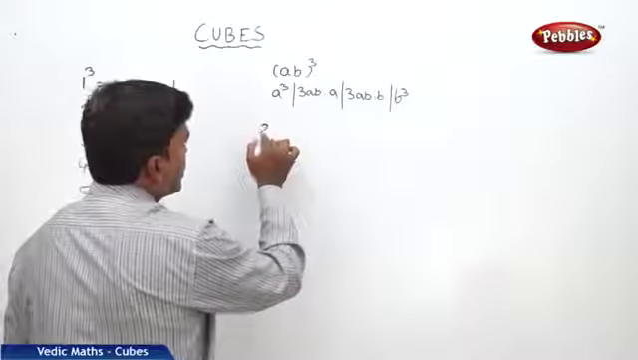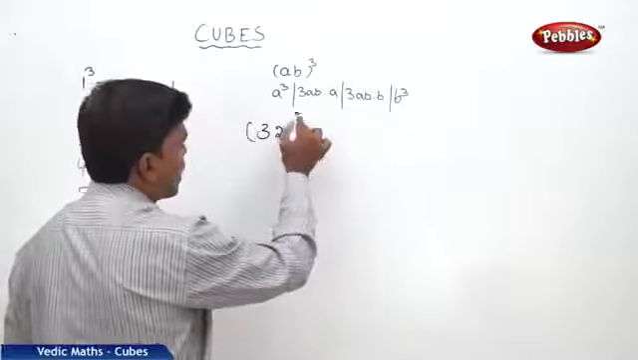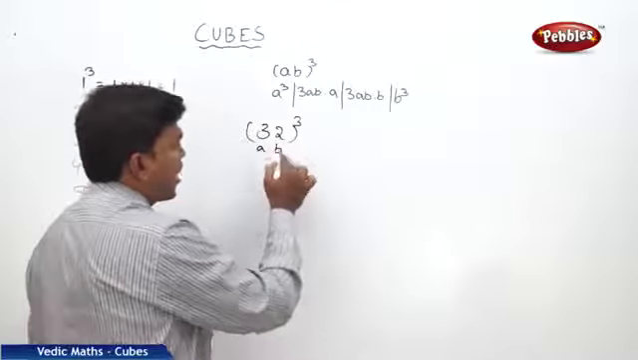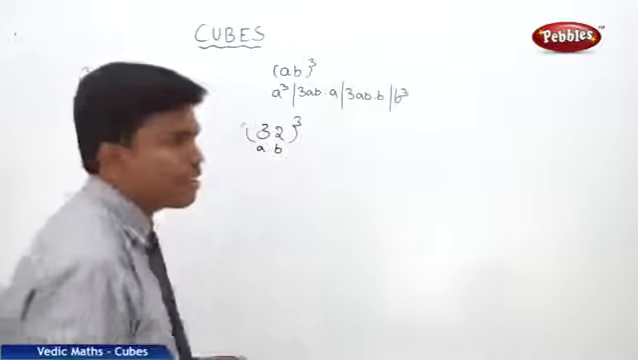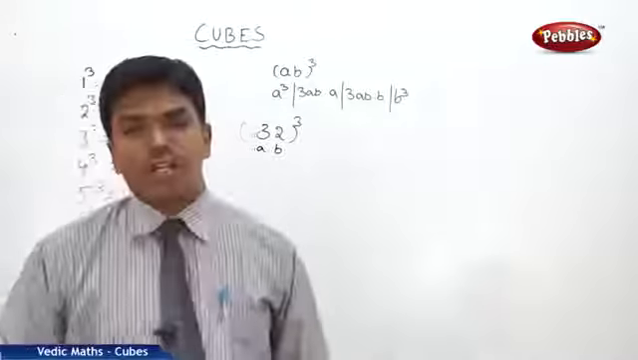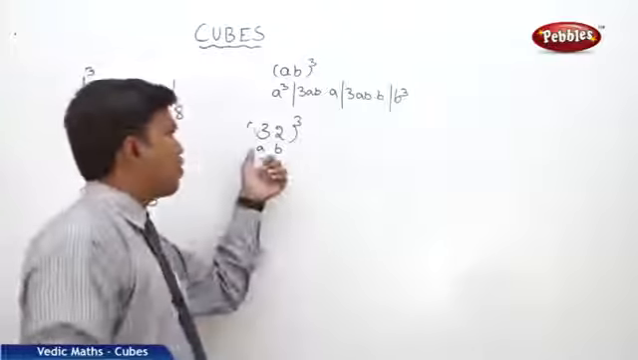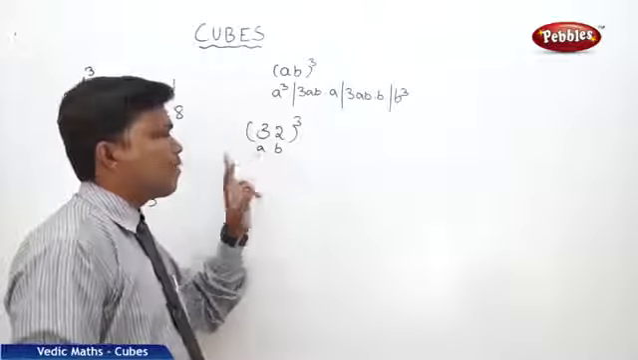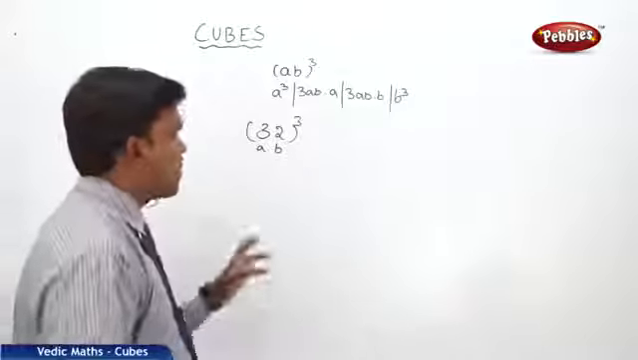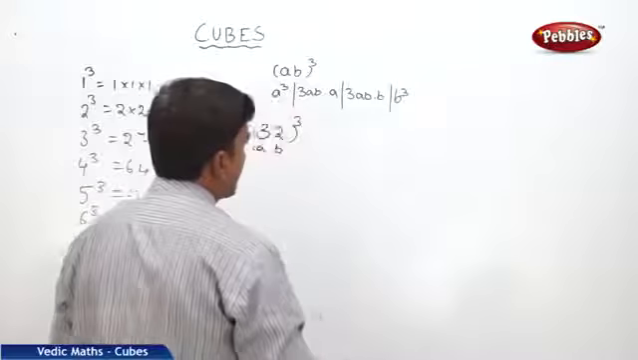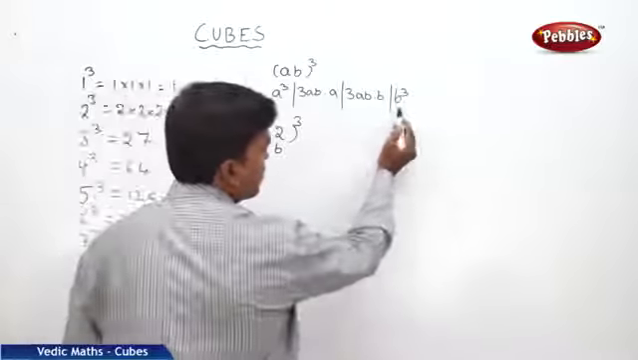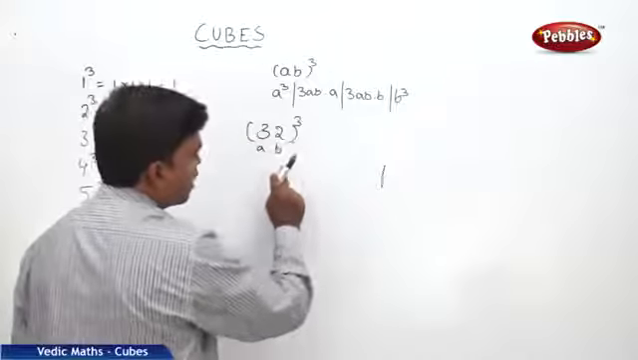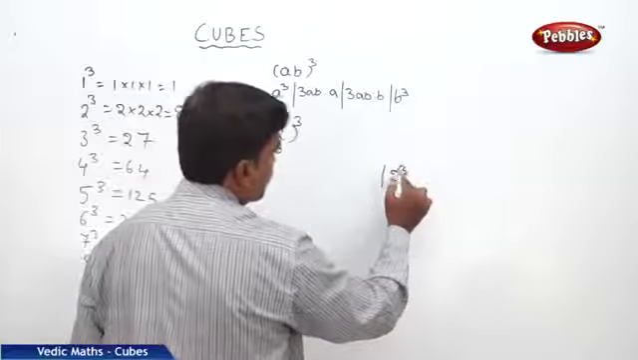I need 32 cube. Let us take 3 as A and 2 as B. Start from the right side. Now we will see how to calculate the cube of 32. If you want to start, start the calculation from the right side. First step, B cube. What is the number in the place of B? 2. So B cube means 2 cube.